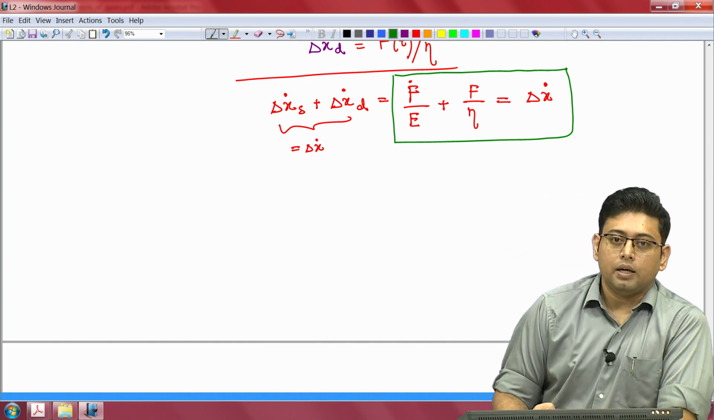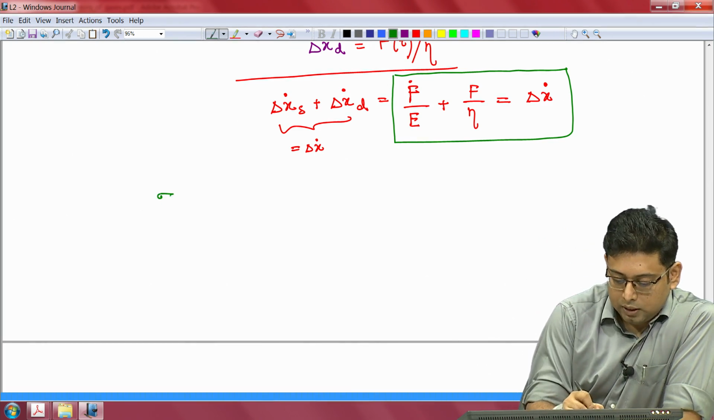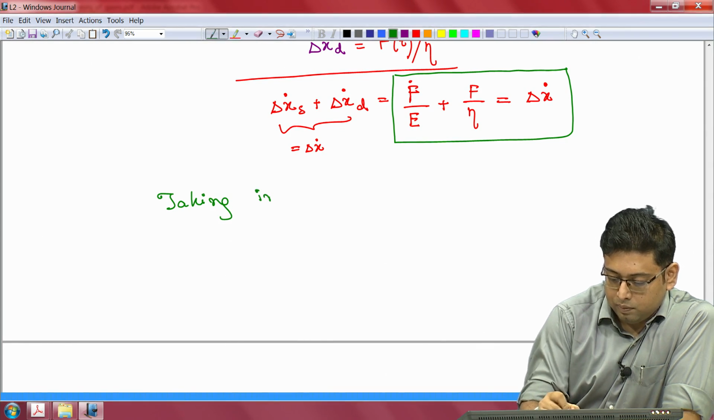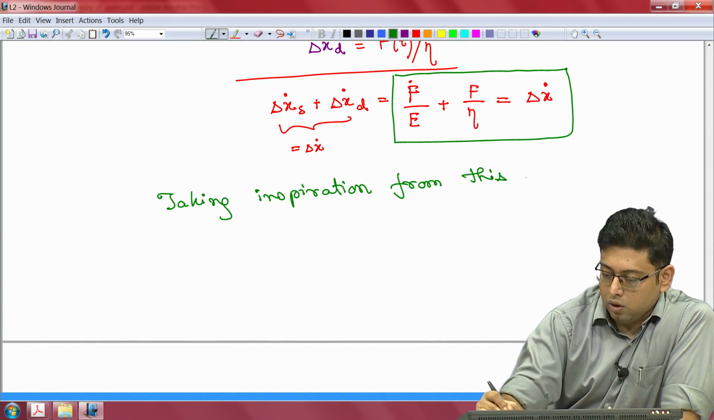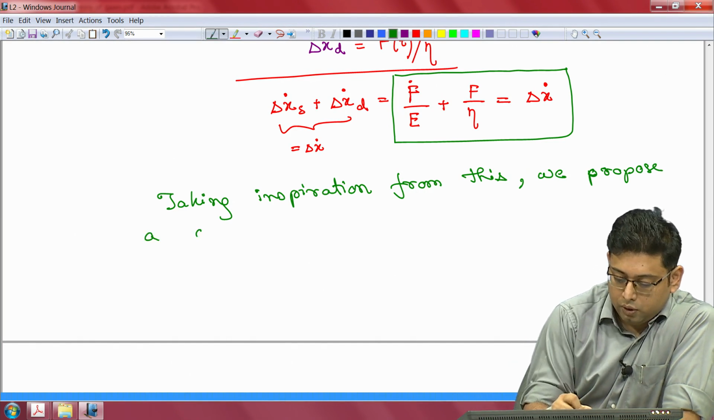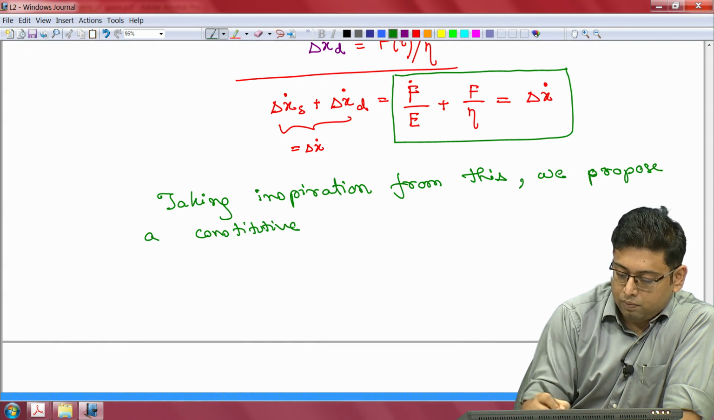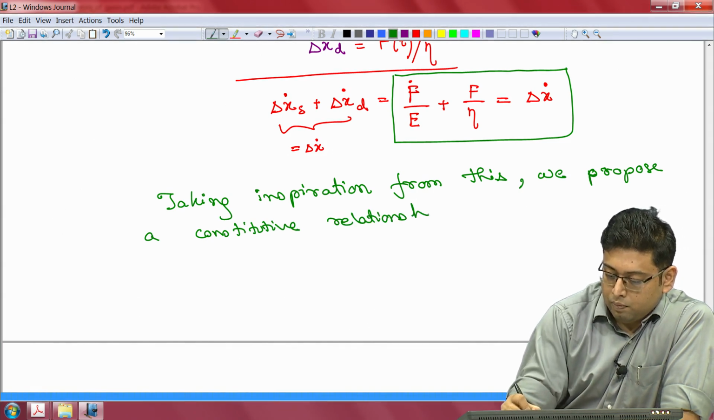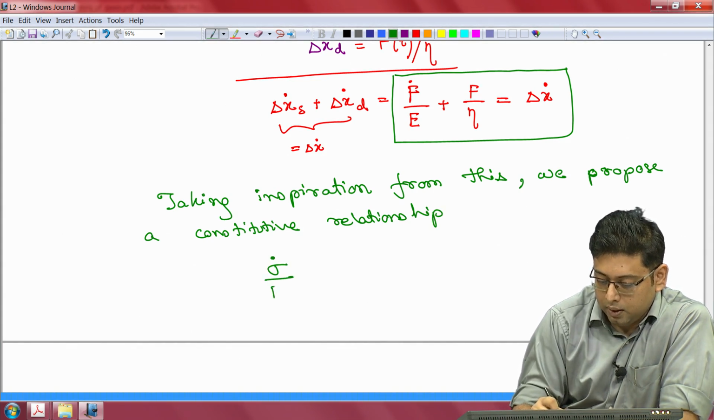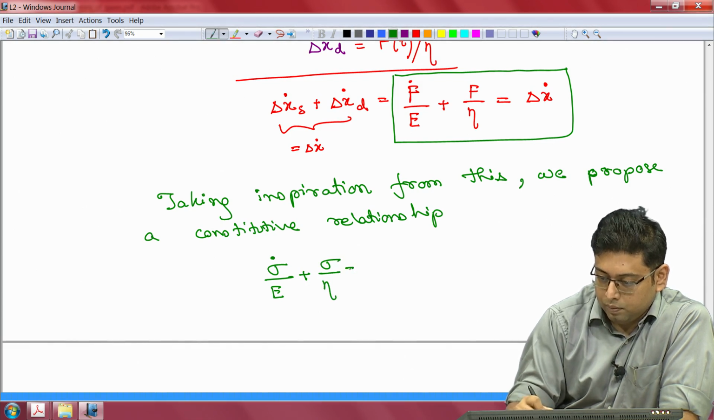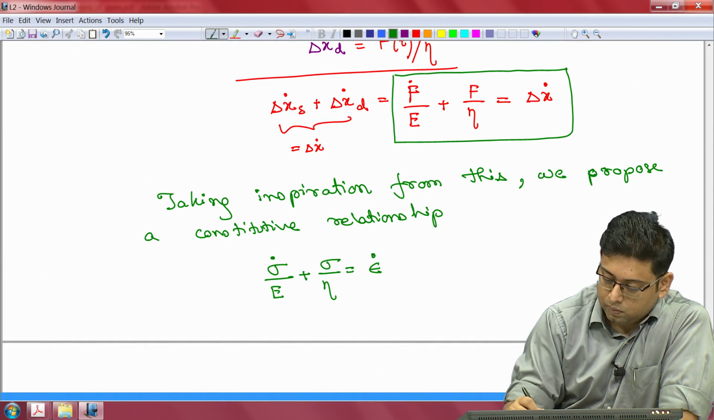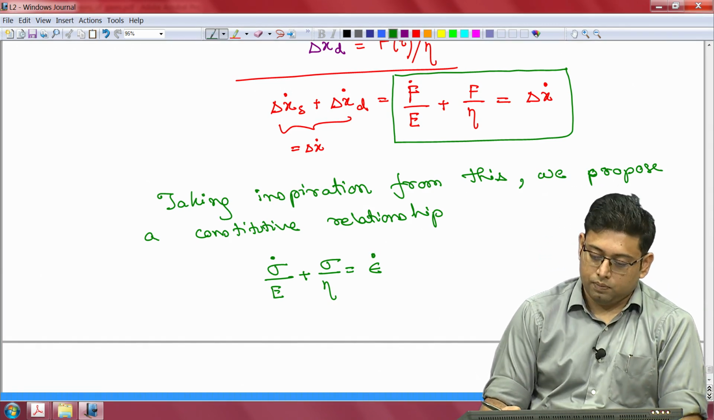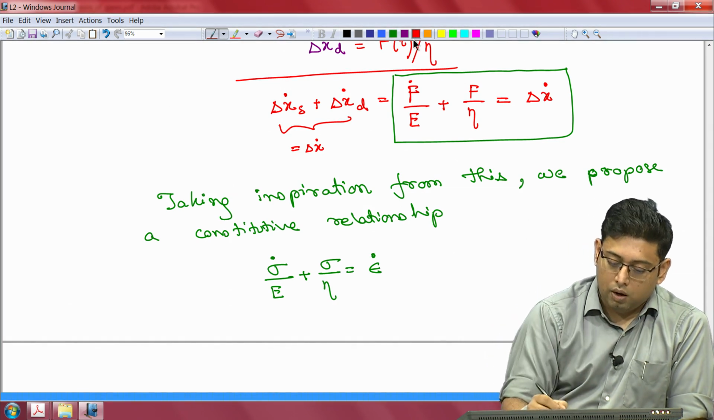Taking inspiration from this equation, we propose a constitutive relationship which is of the form sigma dot by E plus sigma by eta, sorry, this will be equal to epsilon dot. So, this now becomes our governing equation.